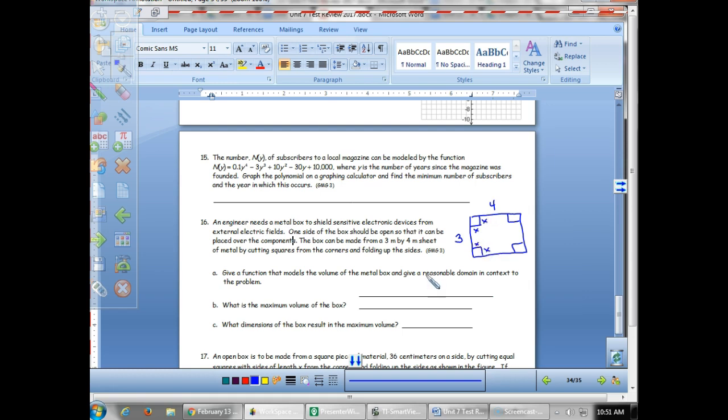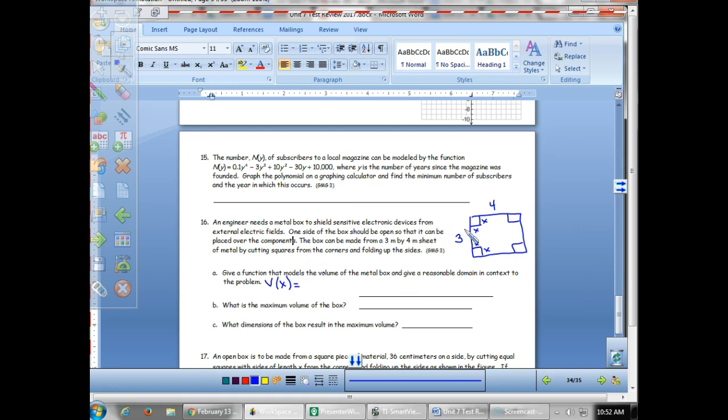Okay, so did y'all make it that far? All right, so give a function that models the volume of the metal box and give a reasonable domain in context to the problem. All right, so let's do that. This is really important. So I have volume based on x, and I'll put the domain there as well.